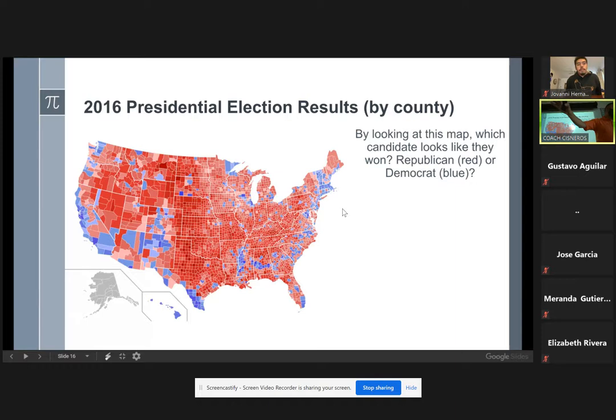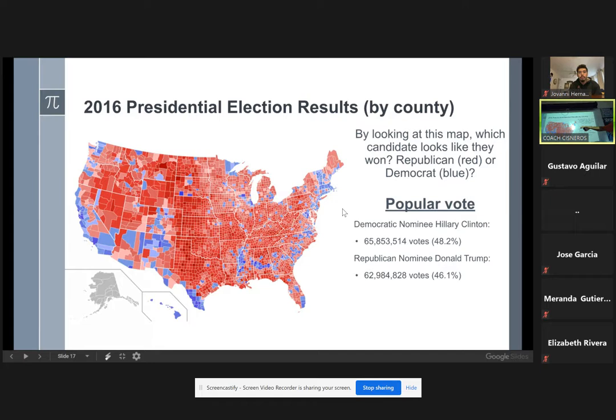But this particular map shows the popular vote by county, so the darker the color it is, the higher the percentage it voted for that particular candidate. So dark red means a very, very high percentage of Republicans, and dark blue means very high percentage of Democrats. Hillary won by almost 3 million votes. That is the popular vote.